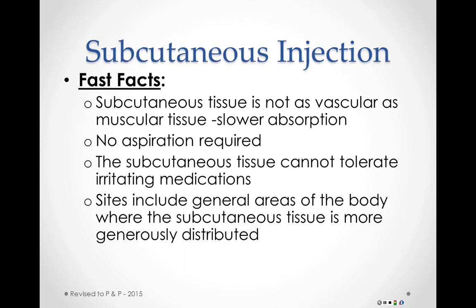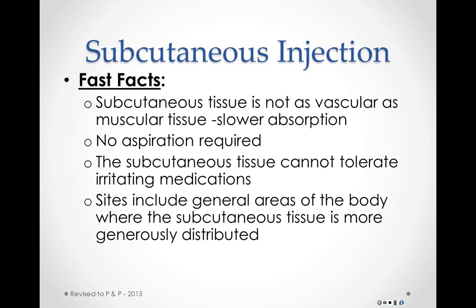Let's first turn our attention to the subcutaneous injection. Subcu fast facts. The subcutaneous tissue is not as vascular as the muscle. Injections are absorbed more slowly here. Due to the decreased vascularity of the subcutaneous tissue, aspiration is not necessary. The likelihood of striking a blood vessel is very low. The subcutaneous tissue cannot tolerate irritating medications. Subcu medications are non-irritating, non-viscous, and water-soluble.